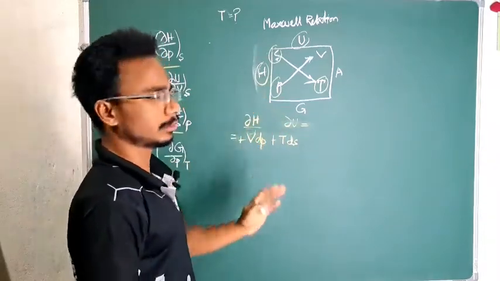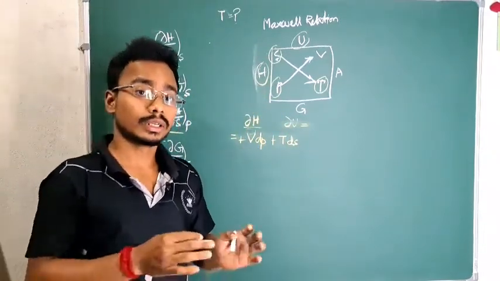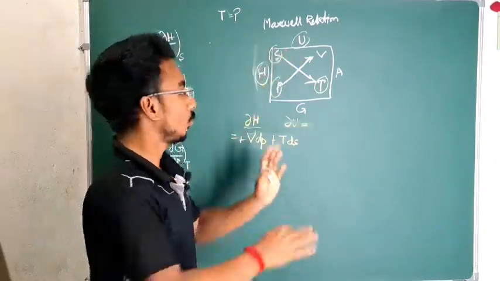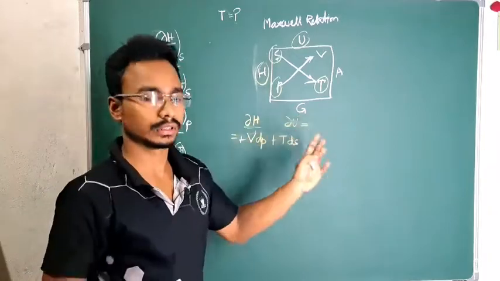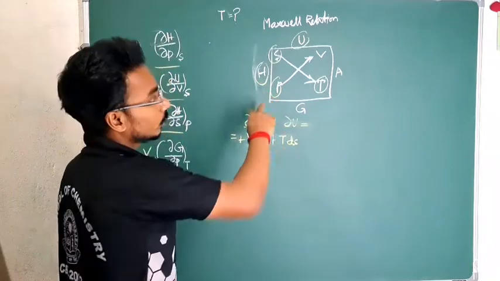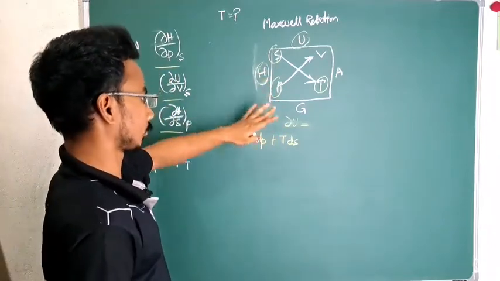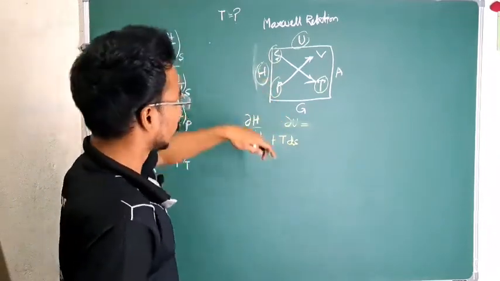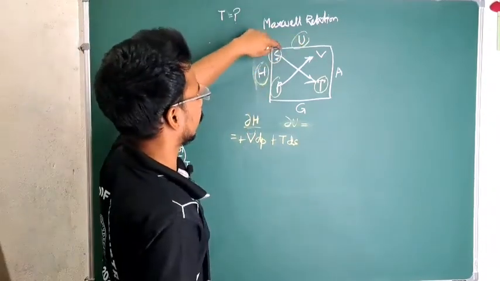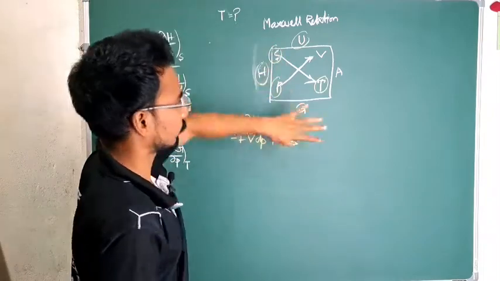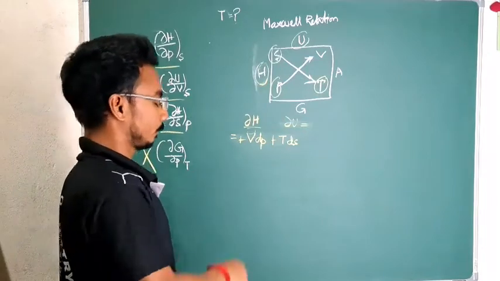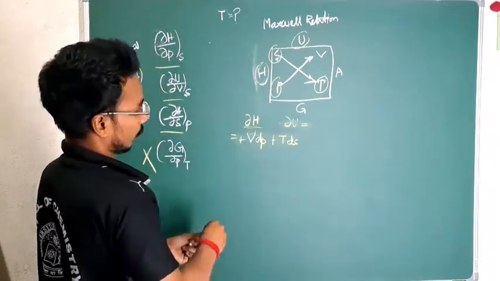If you didn't get it, I am telling again, and if you want it separately, I will make a video only for the Maxwell relations. I will discuss all the equations in that. So let me explain it again. As I told, we want to derive delta H. We can derive every quantity, every equation, from the box, both inside the box and outside the box.